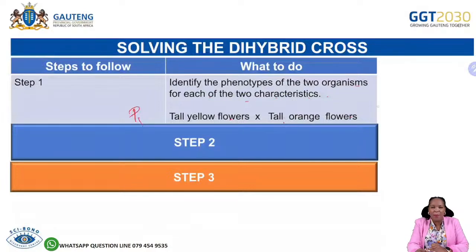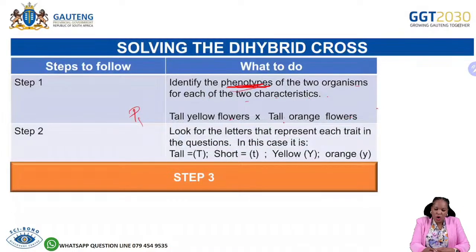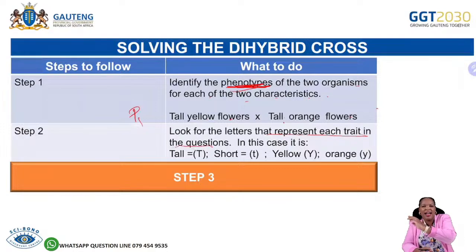So these are our parents. You need to be able to identify the phenotypes first: how are they looking on the outside? Then you look for the letters that represent each trait in the question. Remember I said in some questions the letters will not be given. You will have to come up with your own letters, but it's very rare to find questions like that. Now they will give you a letter or say using the letter T.